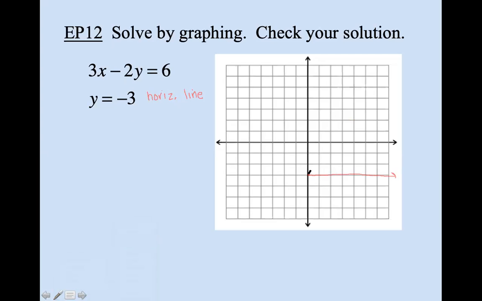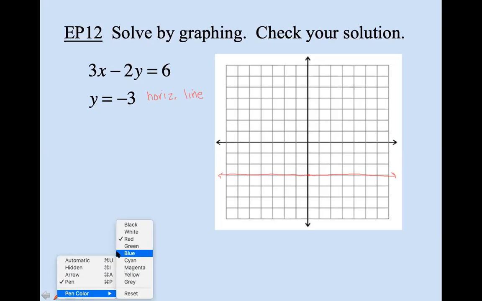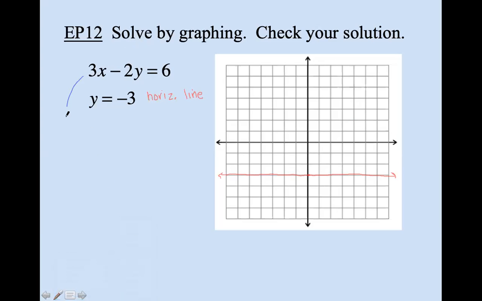All right, for the second line, or the first line that's listed there, it's written in standard form. So remember, when it's in standard form, one of the ways that you can find some coordinates on this graph are to find your x and y intercepts. All right, that's one way to do it. The other way I could do this is to rewrite this equation in slope-intercept form. Either way will work. It's just a matter of personal preference. You guys probably need the practice.